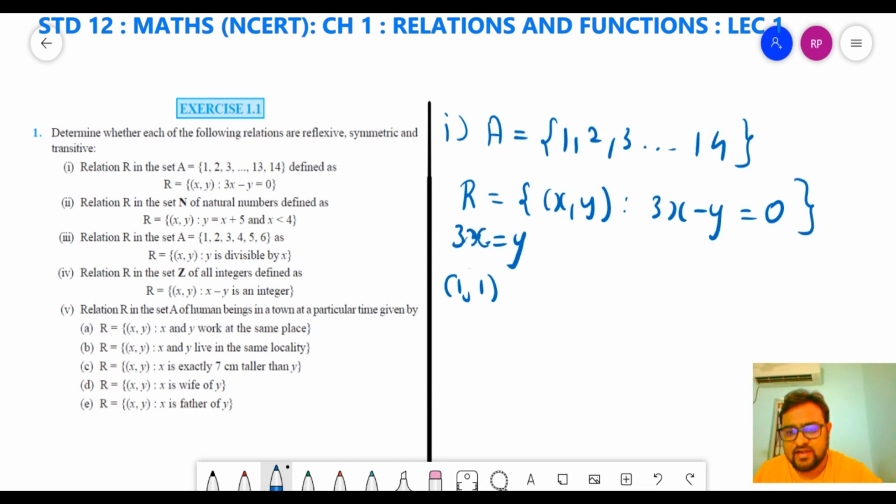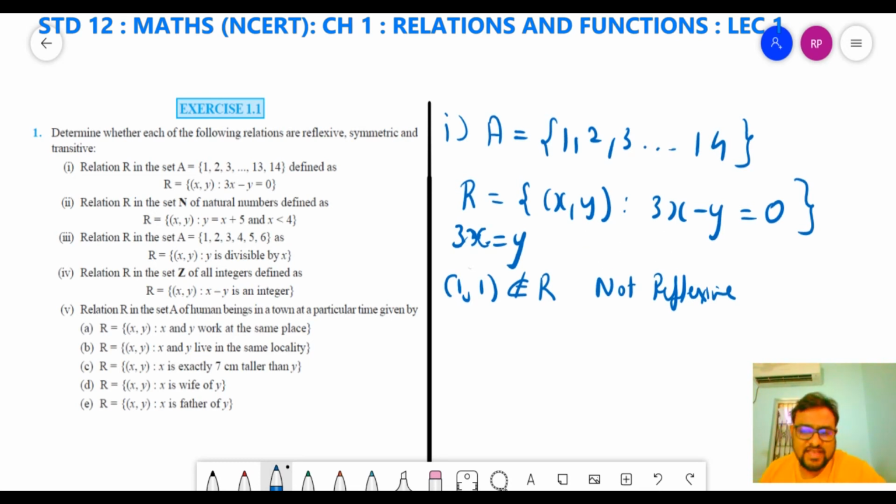So now if I take (1, 1), I cannot write that 3 into 1 equals 1. No, right? So that means this does not belong to R. Therefore, it is not reflexive. Okay? Clear?